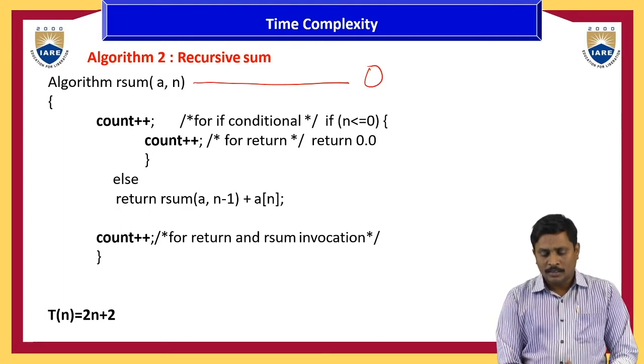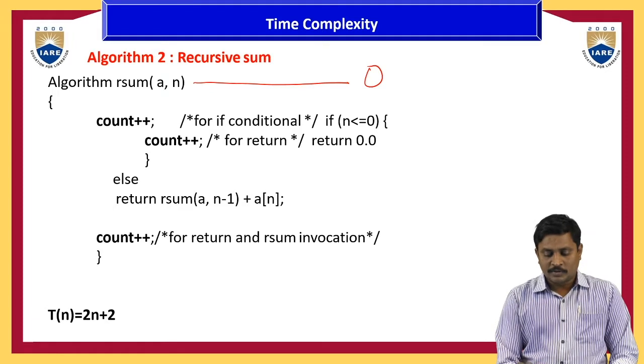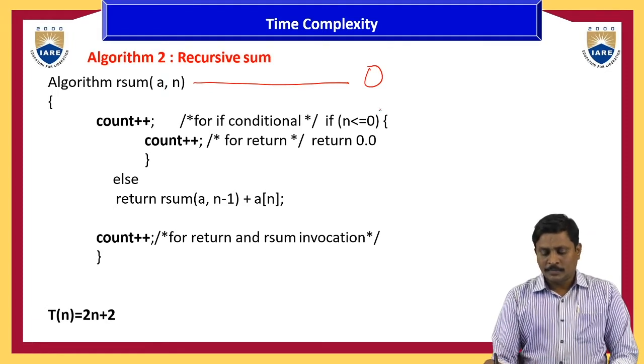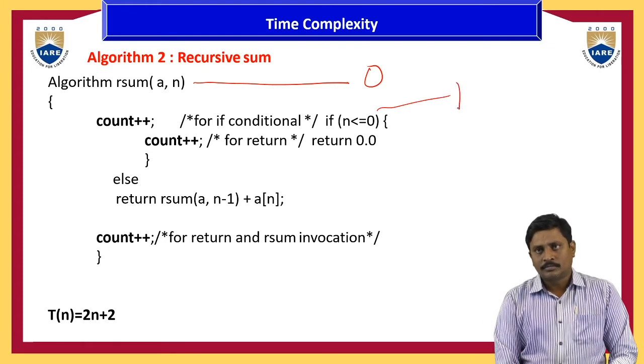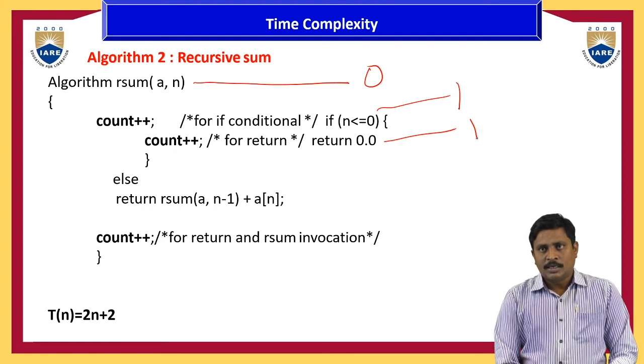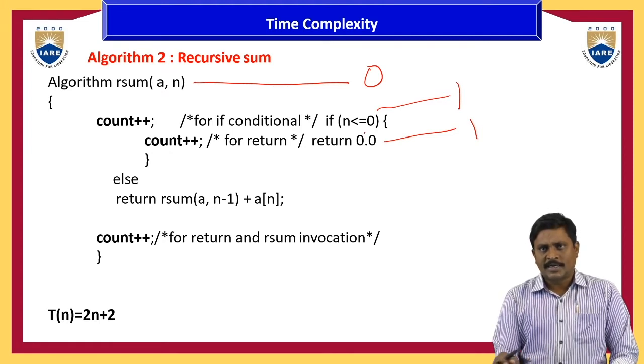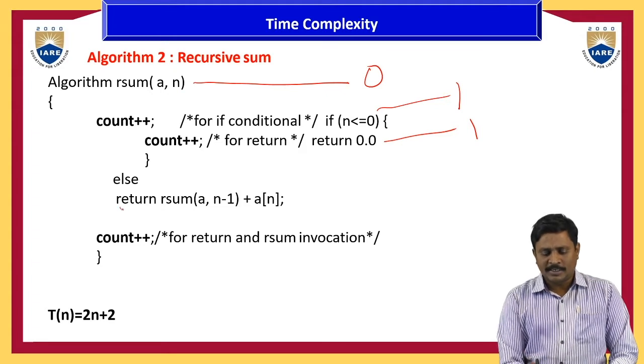Now here, first we write if n less than equal to 0. It is a simple statement. It takes 1 step count. The return statement takes 1 step count. If this condition is satisfied, this return will be executed. If this condition is not satisfied, the other return will be executed.